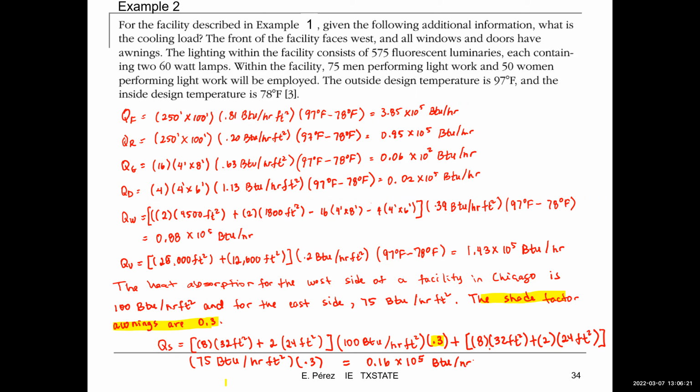So QS, again, you need to know the information for the facility in terms of the heat absorption. For the west side, the east side is going to be different according to the shade that is affecting the facility. And then we also have the shade factor according to the awnings, which is mentioned, since the doors have some awnings in this design.